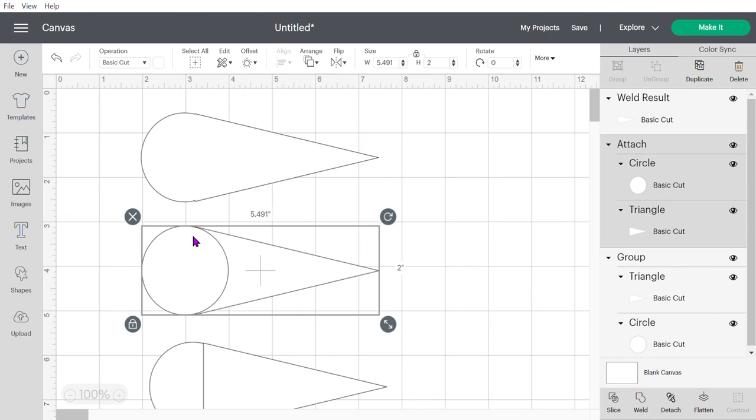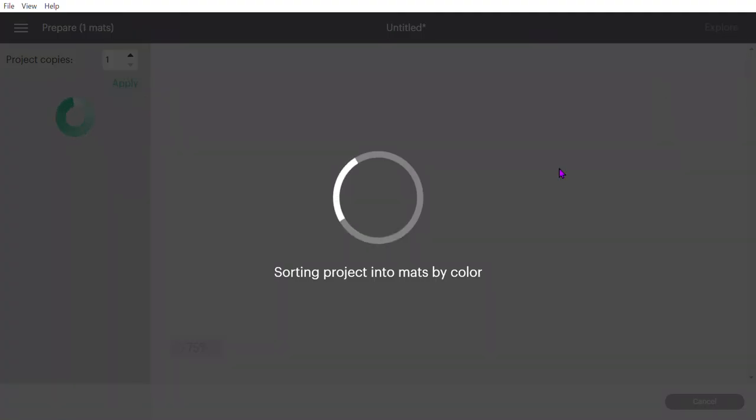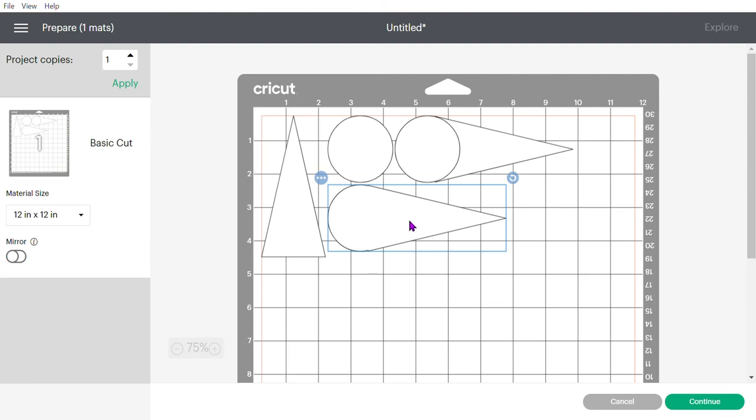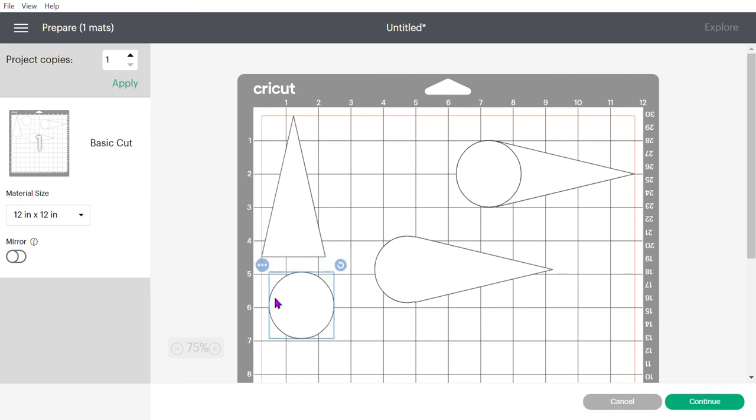But this is our attached, and your Cricut's going to cut everywhere that it sees the gray line. For the weld, that gray circle is no longer there. There is no longer a Cricut cut. The Cricut is no longer being told to cut between those two shapes because they are now one shape. We go to make it. This is our weld piece. This is our attached piece. And this is our grouped piece.